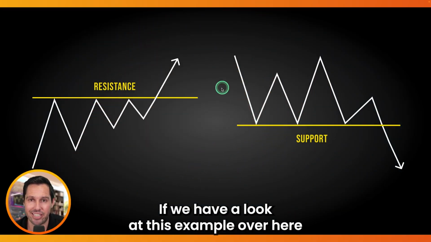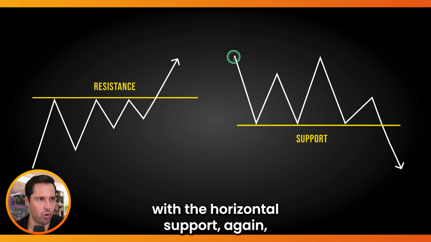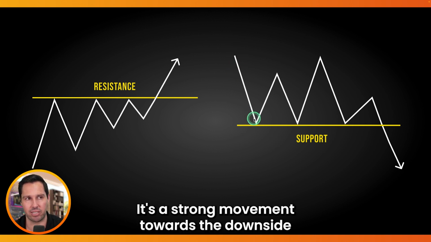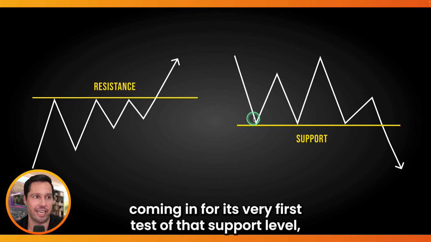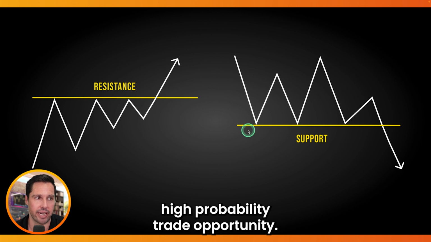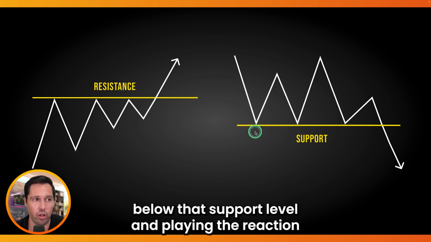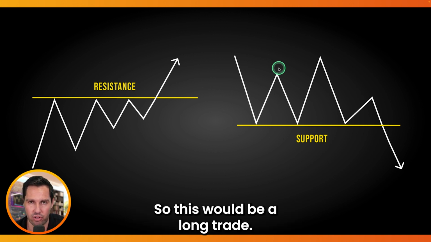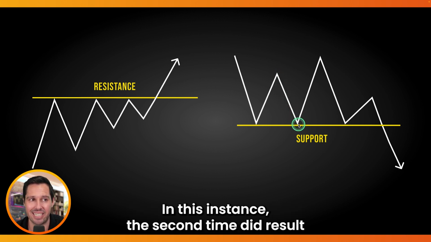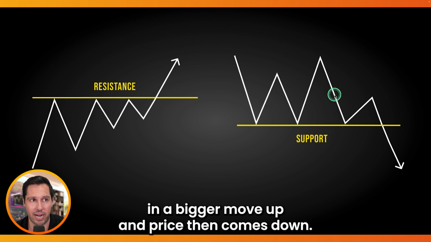If we have a look at this example over here with the horizontal support, again, you can see more than a 45-degree angle. It's a strong movement towards the downside, coming in for its very first test of that support level, which means a high probability trade opportunity. You'd be looking to place your stop below that support level and playing the reaction in the opposite direction. So this would be a long trade, and price goes up, sets in a lower high, comes down. In this instance, the second time did result in a bigger move up, and price then comes down.